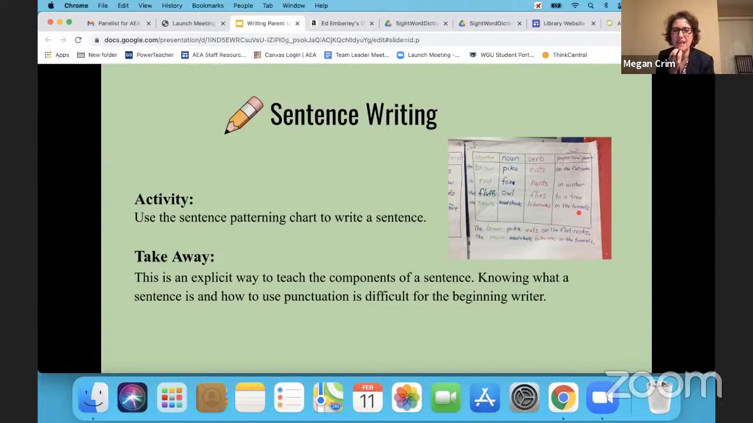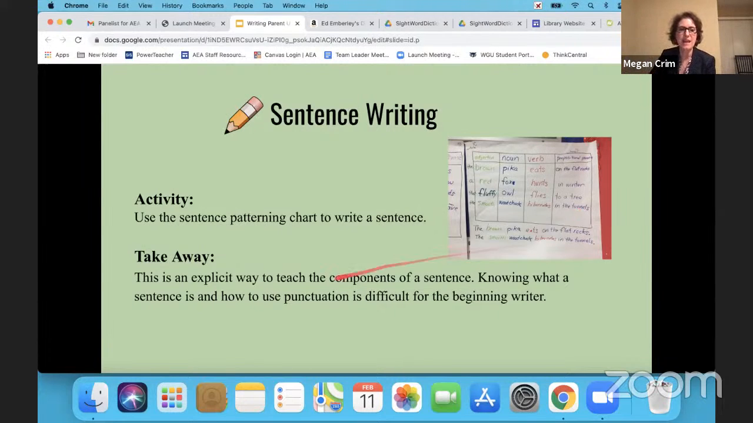So this is an explicit way. I have no feedback from you, and I want to keep going here. But this is just an explicit way to teach the components of a sentence, and knowing what a sentence is and how to use punctuation is very difficult for a beginning writer. So even before you have a writing piece, right now in first grade, we're about to write character descriptions, which is narrative writing. We're not going to write a full fairy tale because it's just too hard for the first grader, but we're going to focus on a really powerful beginning.